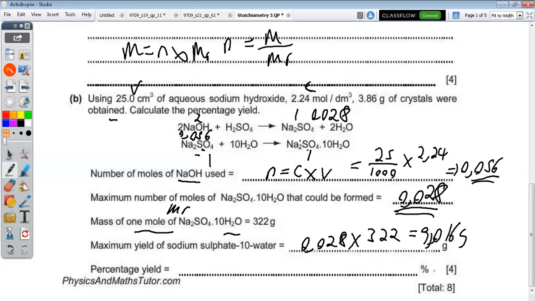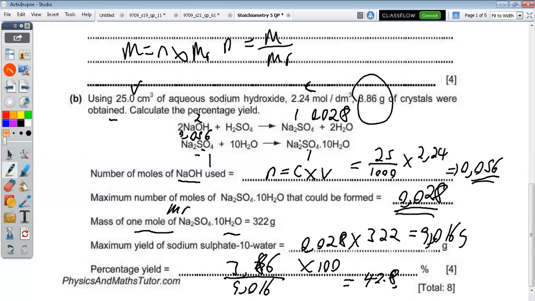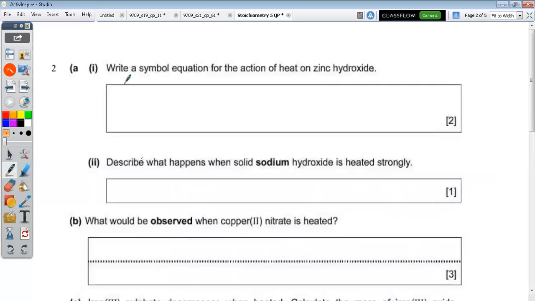Now look at this. The percentage yield is the mass that we actually obtain in the experiment divided by the maximum possible, which we found, 9.016, multiplied by 100. That gives 42.8. That's how we do that, and you'll get all your 8 marks clear.